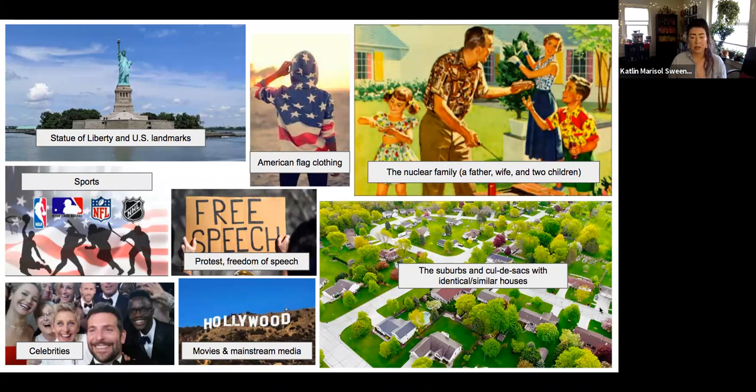And then finally, we get the suburbs and cul-de-sacs with identical or similar houses becoming really popular in the 50s and 60s, as you have folks coming home from war, and many veterans, though not all, are given some sort of financial help to be able to settle down with their families.